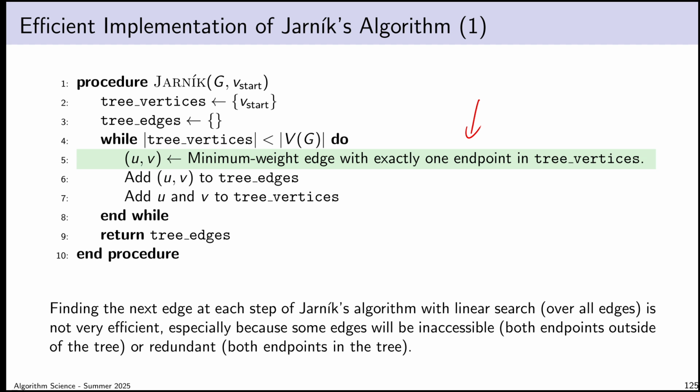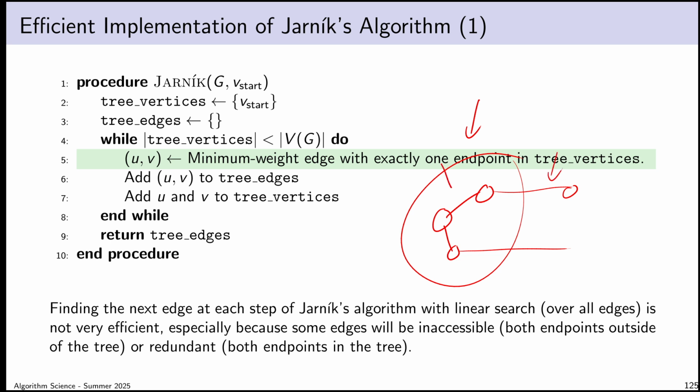So if I want to find the minimum weight edge with exactly one endpoint in my collection of tree vertices, the option I proposed a few minutes ago was just use linear search. Look at every edge in the graph. So if I have my tree over here, and I want to find the minimum weight bridging edge, I could just iterate over every edge in the graph and only look at the ones that bridge.